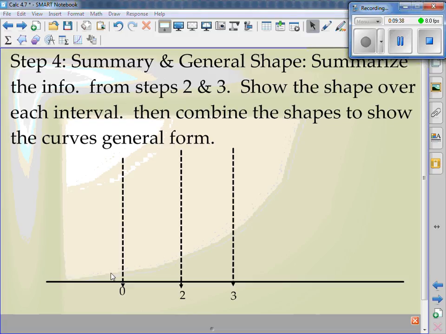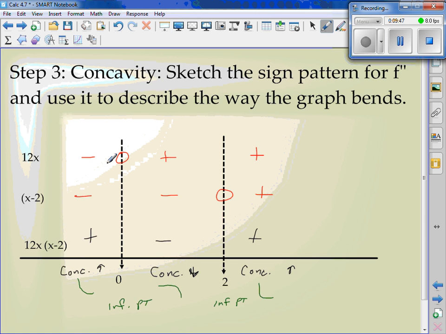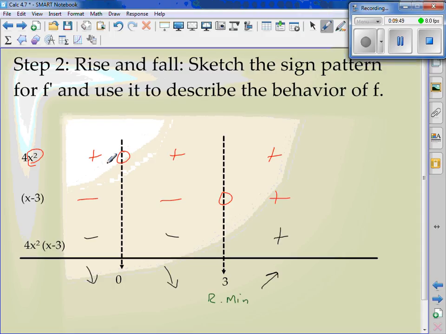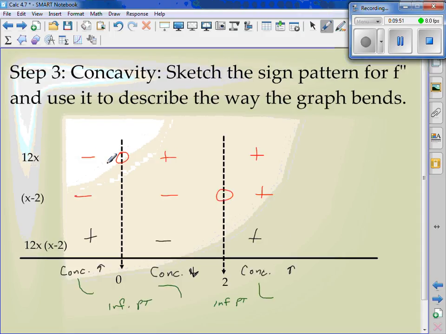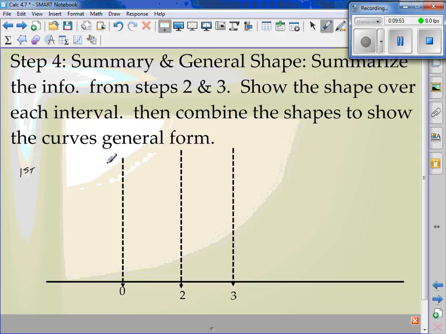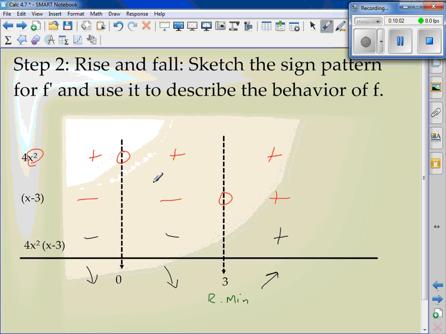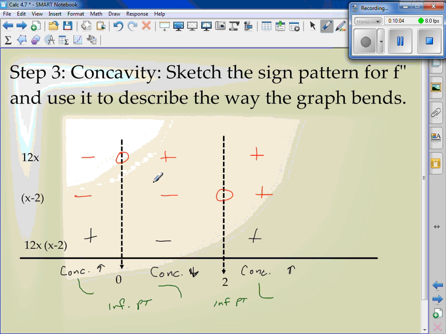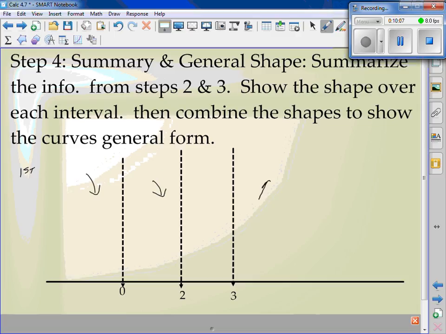This is piecing everything together. If I looked at it for the first derivative, it went down, down, up. So it goes down, down, and then it was after 3 is when it went up, right? So it's going to go down, down, down, up.